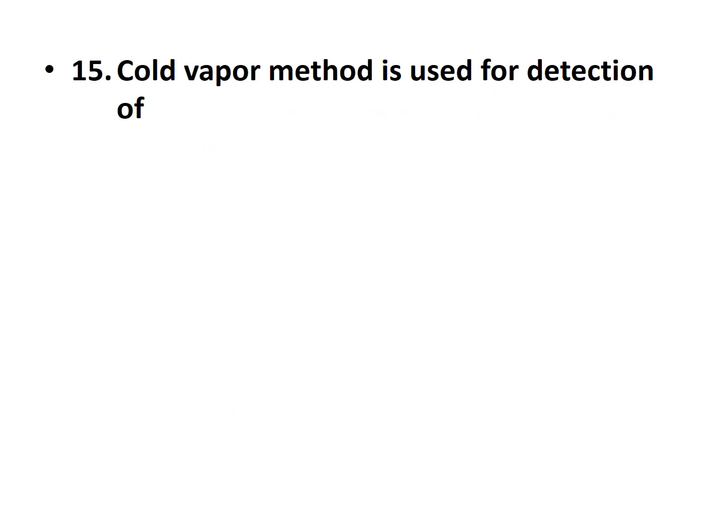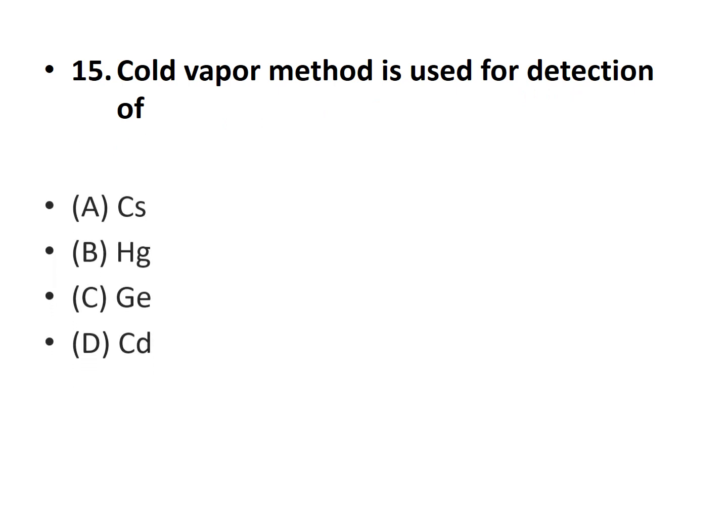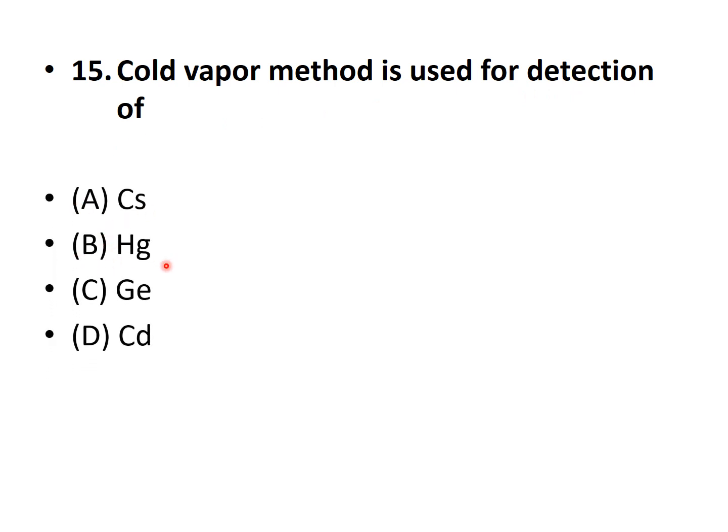The next question is, cold vapor method is used for detection of. Here are the options. A is cesium, B is mercury, C is germanium, D is cadmium. Let me tell you that the cold vapor atomic absorption spectroscopy method was designed to measure the amount of mercury in the drinking water. So B, mercury, is the right option. The cold vapor method is used for the detection of mercury.